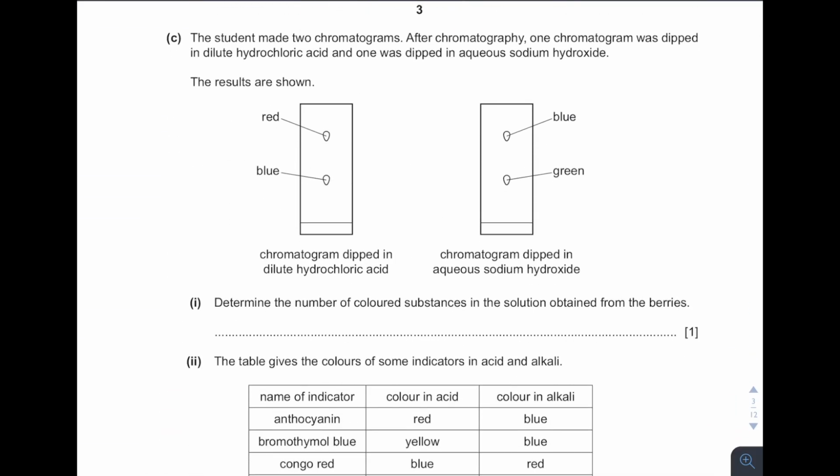Alright, next one. Given these two chromatograms, C1 determines the number of coloured substances in the solution obtained from the berries. Based on the diagrams given, it produces two spots. So from here we know it contains two coloured substances.